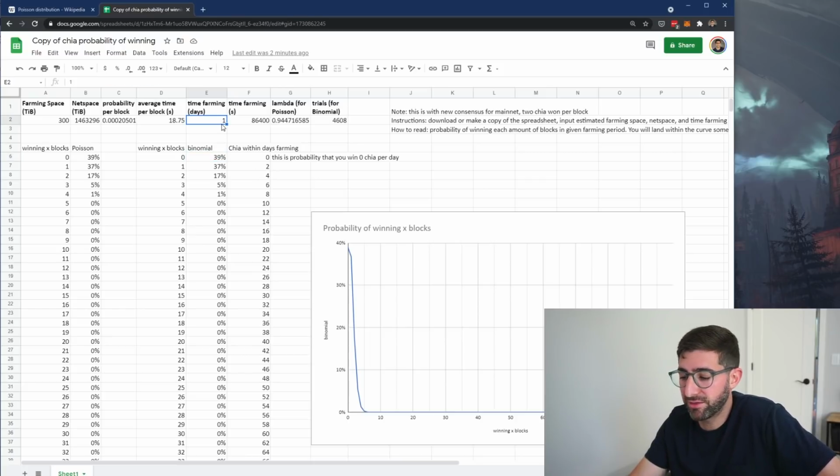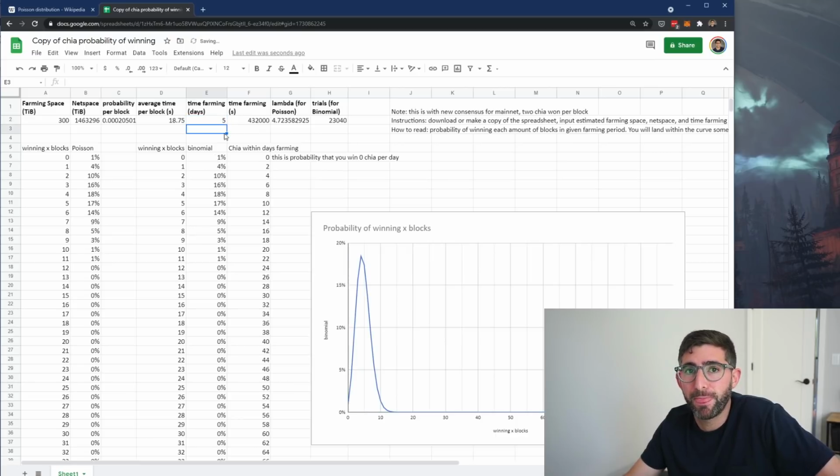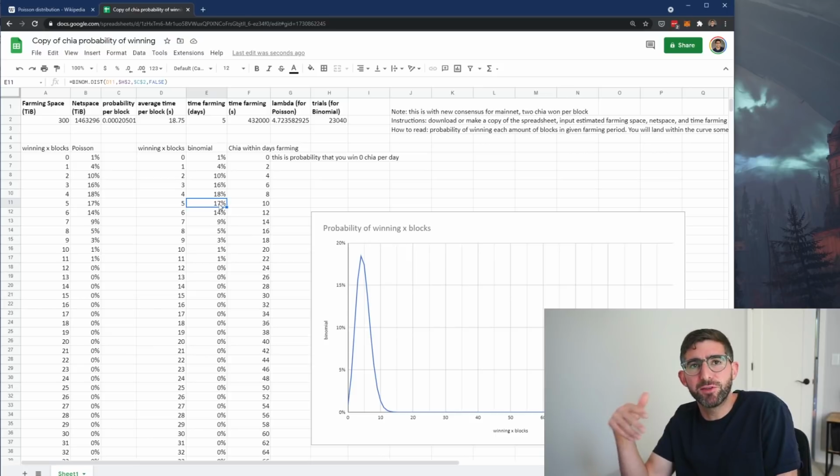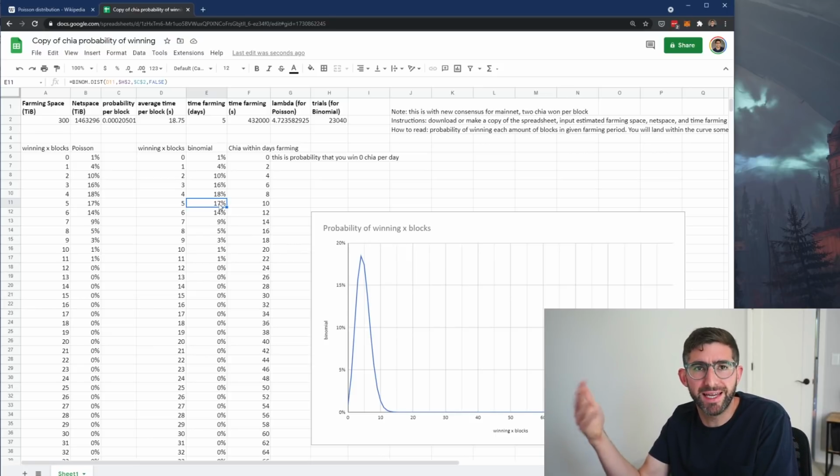Say I calculate this time farming, I put in 5 days. Okay, now there's only a 1% chance that you have won 0 blocks. And you can see you get back to the mean, which is about 4. And then there's a pretty good chance, 16%, that you win 3 blocks, but 17% chance that you win 5 blocks. And you can see very easily that if you do this for many, many days, you'll get very close to the mean, within a couple blocks.